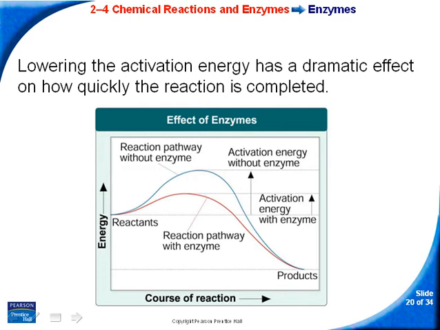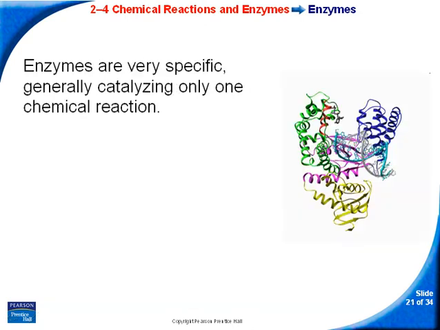And you can see on this chart here, by looking at the red line, that if you lower the activation energy with an enzyme, the reaction is going to occur quicker. Enzymes are very specific. They generally only work on one chemical reaction.